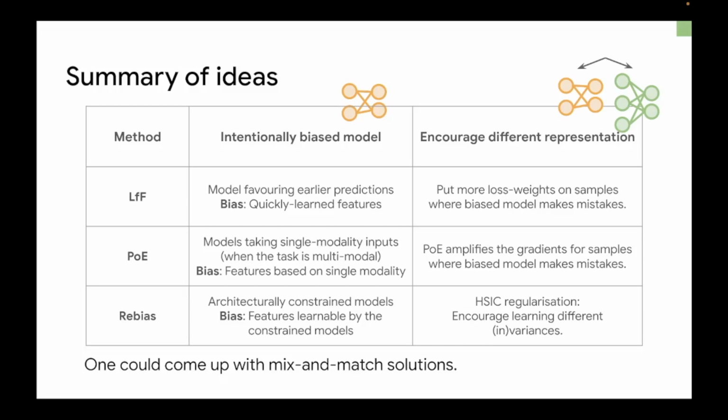In the final case, we looked into HSIC regularization, where the goal was to encourage learning different invariances or different variances. There's no strict rule that states that you have to always use pairs here. You can also mix and match different ingredients here for the intentionally biased model and the encouragement of different representations. So in principle, you can also come up with 9 different combinations here. Of course, if you have other ways to encourage different representations, you are going to have many more possibilities here.